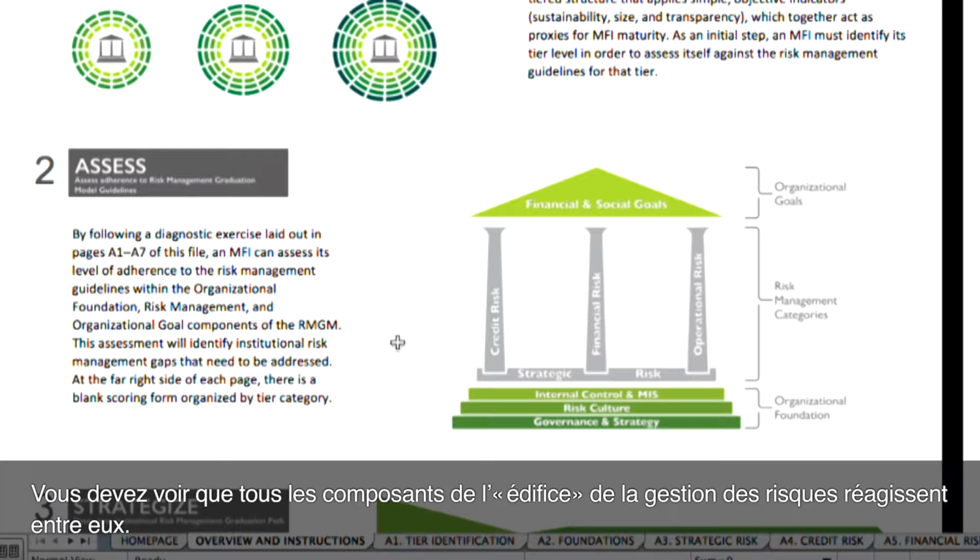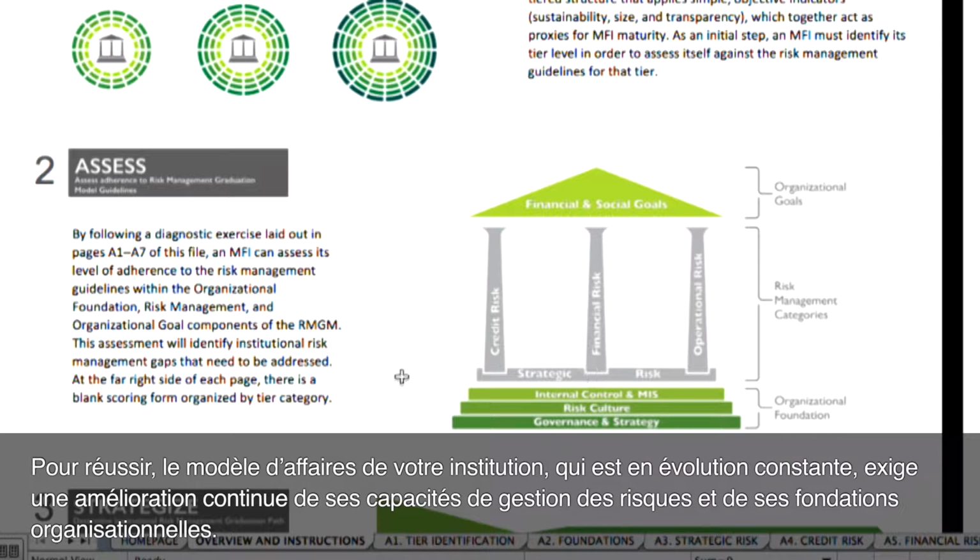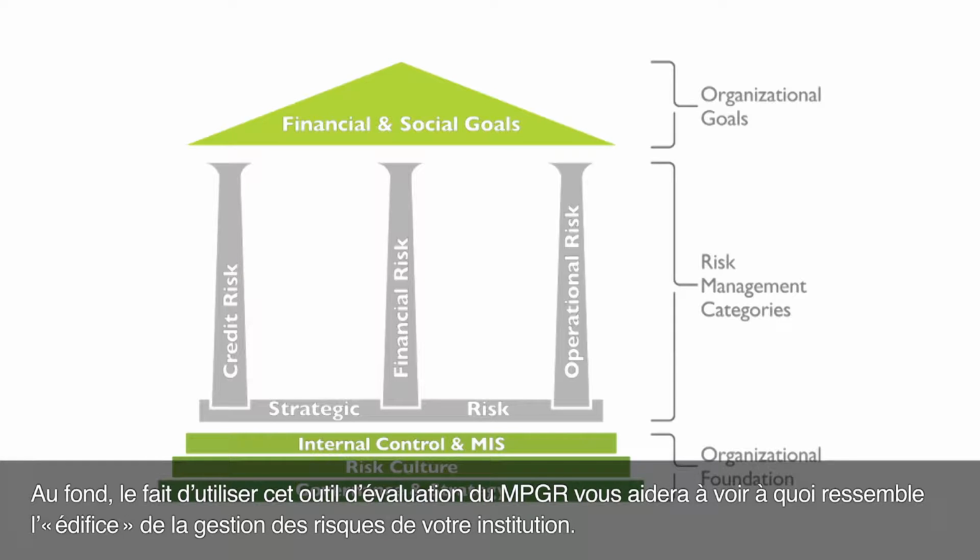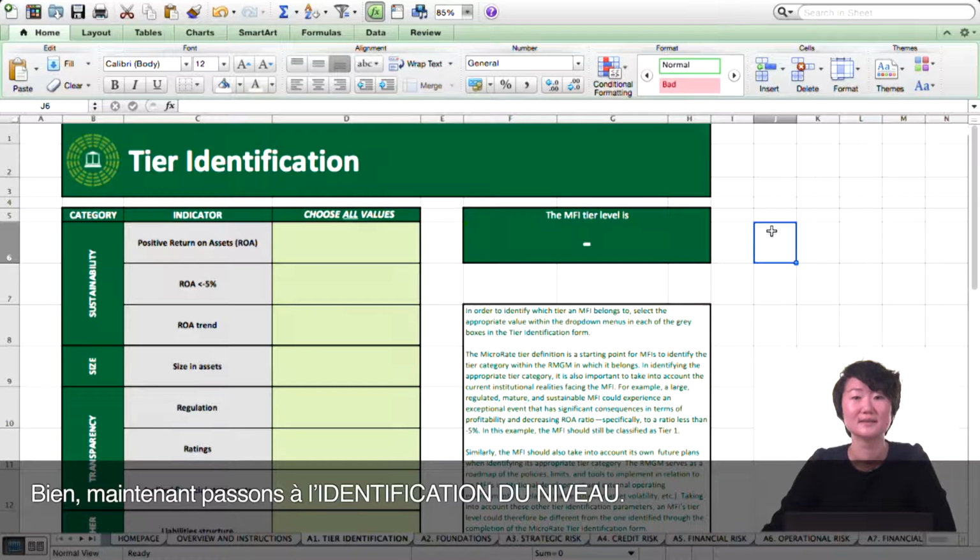You should see each component of the risk management house as impacting each other. Your institution's ever-evolving business model requires a continuous improvement of both its risk management capabilities as well as its organizational foundation to succeed. Essentially, running this RMGM assessment tool will help you see what your institution's risk management house looks like. So now moving into tier identification.